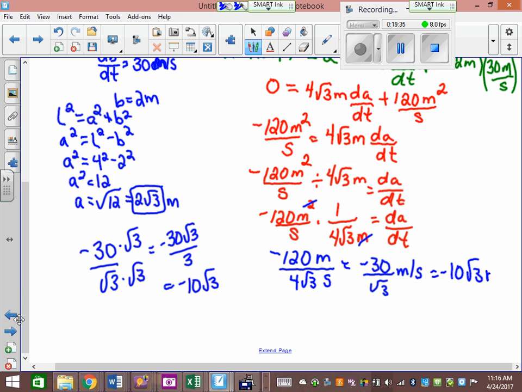So people will fight me and say, I need my calculator, I need my calculator. How would I punch that into my calculator? You didn't need your calculator for any of this. You're going to leave it as exact values, so your prof doesn't have to give you a calculator.